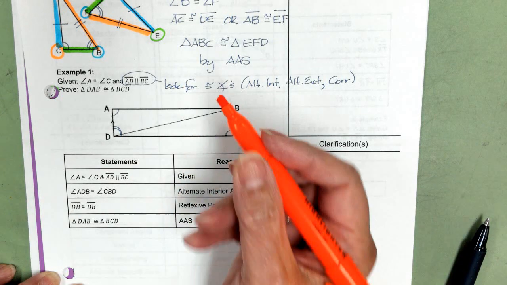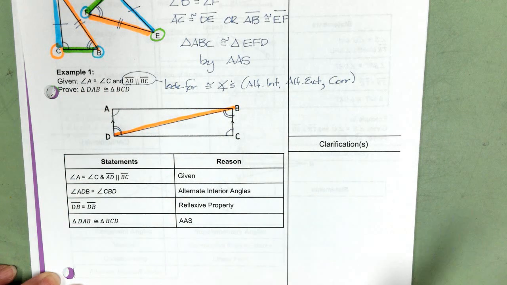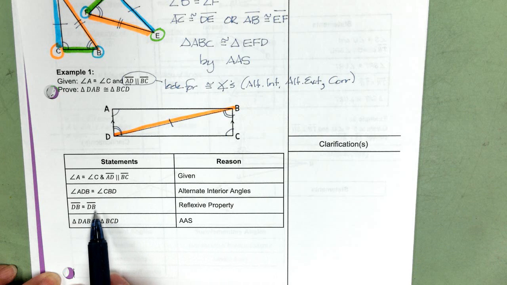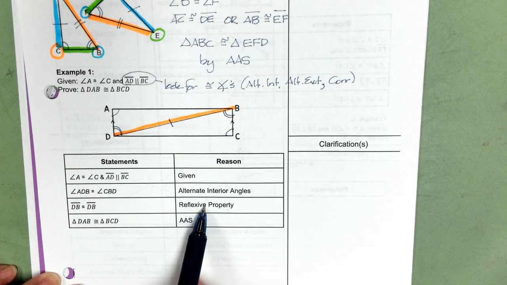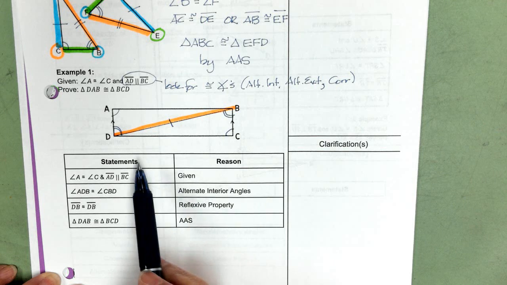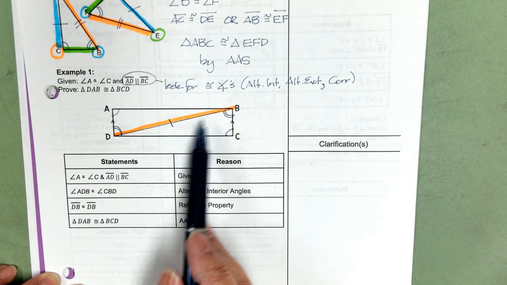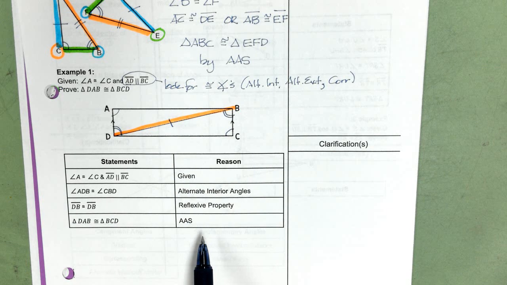And then again we look and we have a shared side. Anytime we have a shared side or a shared angle, it's congruent to itself by reflexive property. So notice now what I have marked: angle, angle, side, angle, angle, side. So the triangles are congruent by angle, angle, side.